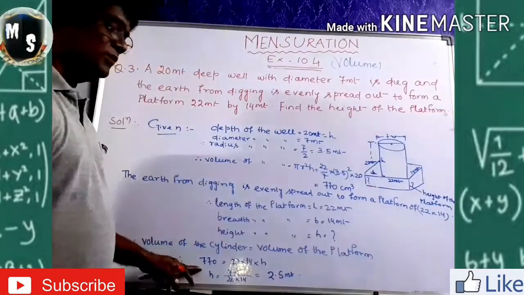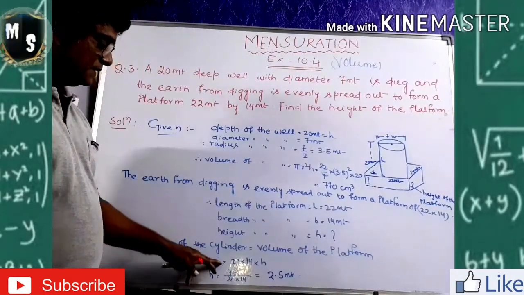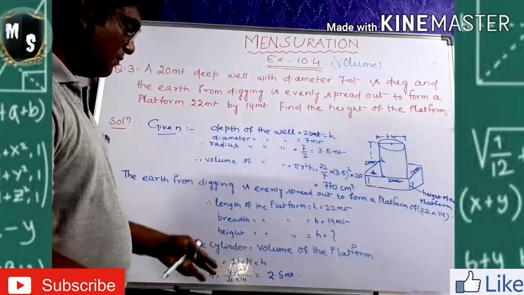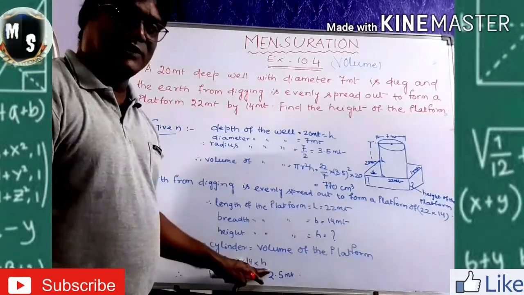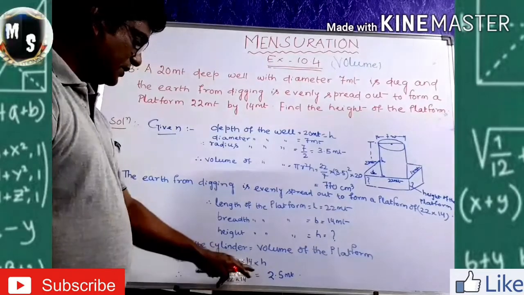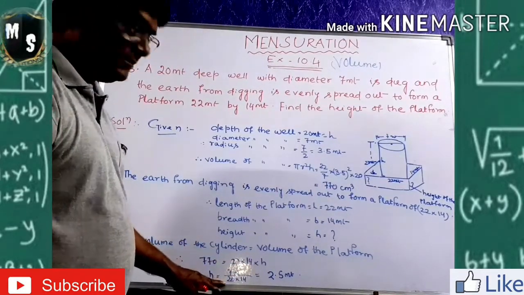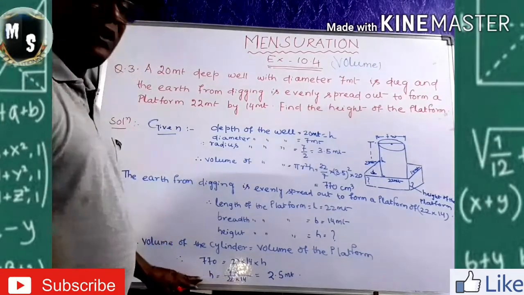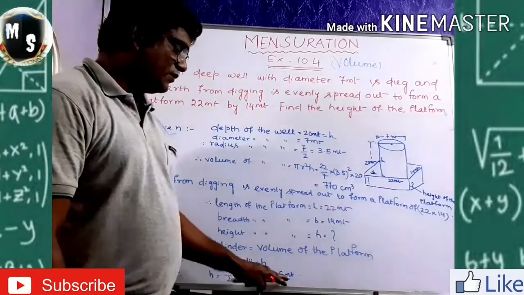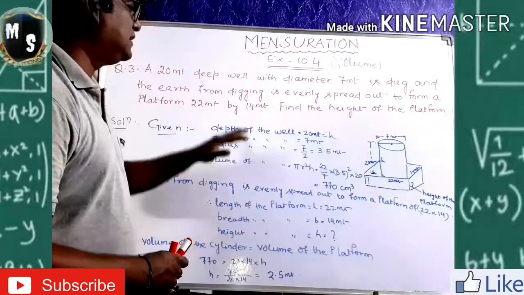Then what is the volume of the cylinder? 770. Then what is the volume of the platform? L into B into H. It is a cuboid, so LBH. Now this 22 into 14 will divide here. 770 divided by 22 into 14 gives you the H. What is the H? 2.5 meter. See, this question is a little bit tricky.